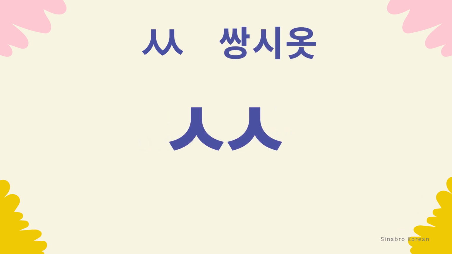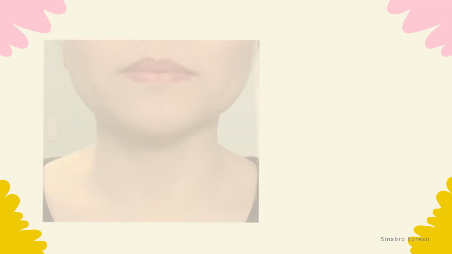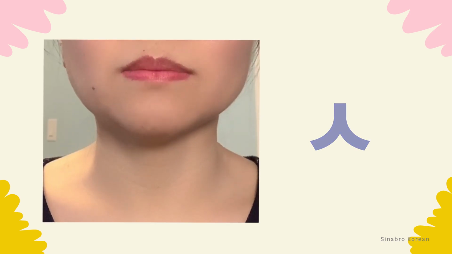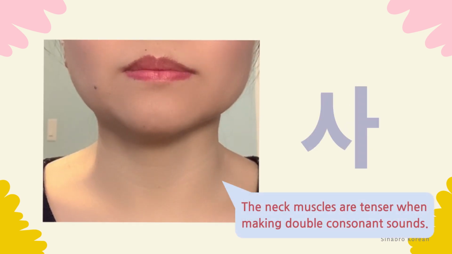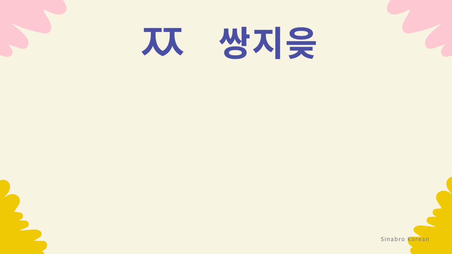2 시옷s are combined to make 쌍시옷 and produce the sound 스. Let's compare the 시옷 and 쌍시옷. 스, 스, 사, 싸. The fifth double consonant is 쌍지읒.